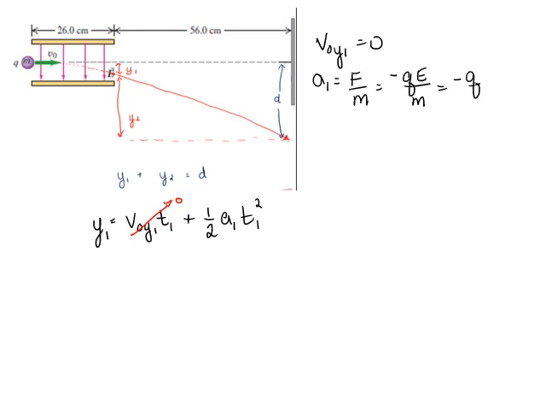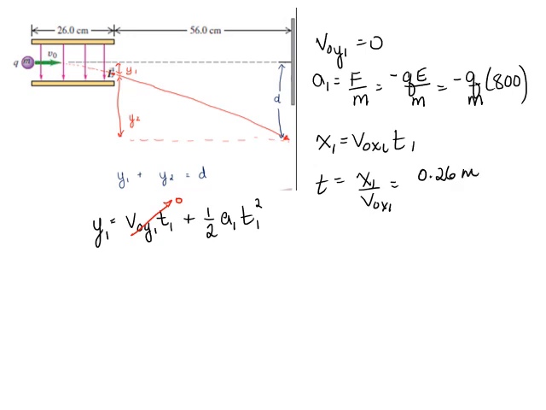Our electric field E is 800 newtons per coulomb. To keep things simple, I'm going to drop my units here. If you prefer to keep them in, you certainly may. What is our time t1? Well, let's think about the horizontal motion. We know that the distance it travels x1, 26 centimeters, is the x component of velocity, the initial x for the first region, times t1. So our t1 then is going to be x1 over v0x1, 26 centimeters, put that in meters, divided by the velocity, which is 5,000 meters per second, and we get t1 is equal to 5.2 times 10 to the minus 5 seconds.